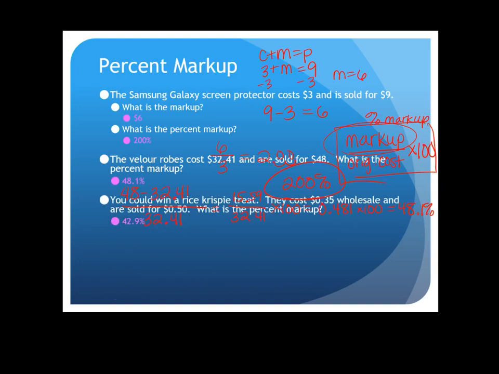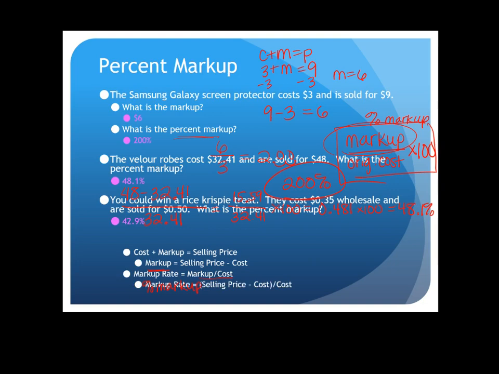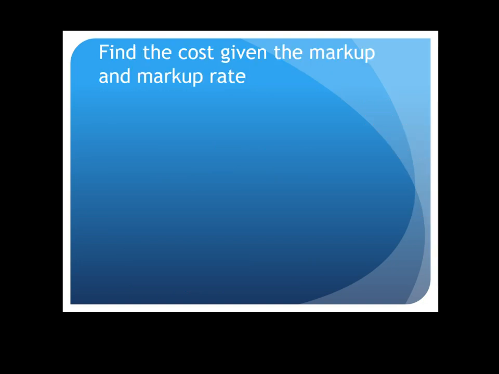Okay, moving on from that one. There are some formulas that we used. To find the markup amount, we already talked about that. The markup rate, that's the same as the percent markup. So markup rate and percent markup are the same thing. To find that, we took the markup amount and divided it by the cost. Okay, so find the cost given the markup and markup rate.